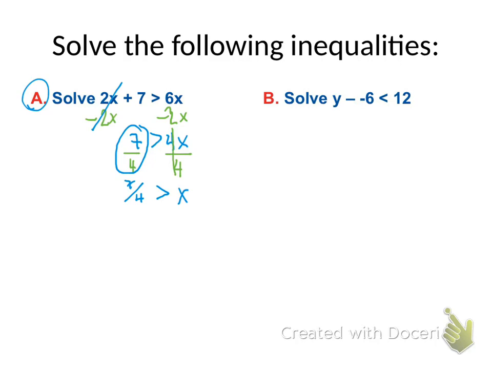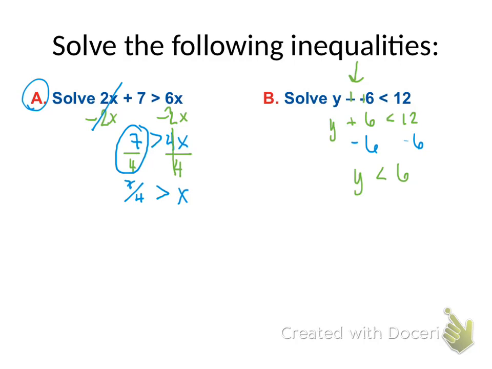All right, let's try this other one here, letter B. This one looks a little scary, only because it hasn't been totally simplified. This is y minus a negative 6. Okay, so I'm just going to real quick first change that. I'm going to rewrite it so we can see it a little bit better. That's y plus 6 is less than 12. So now this is really easy to decide what we need to do. We need to get the y alone. So I should subtract 6 from both sides. And I get y is less than 6, because 12 minus 6 is 6.